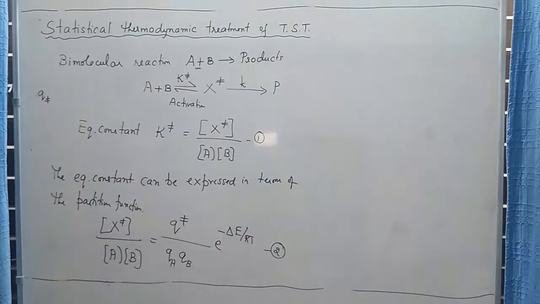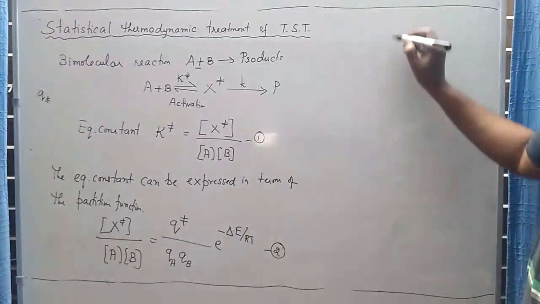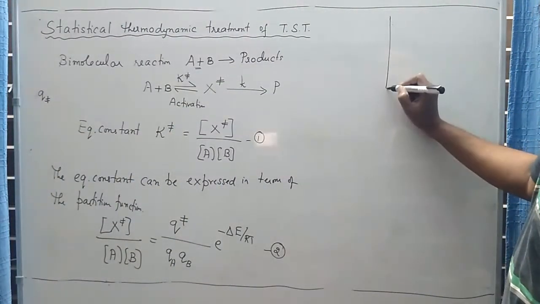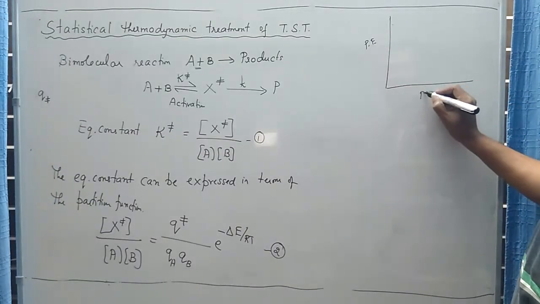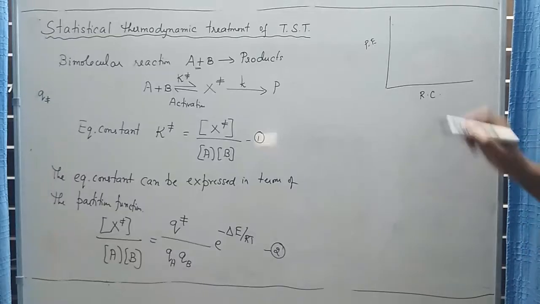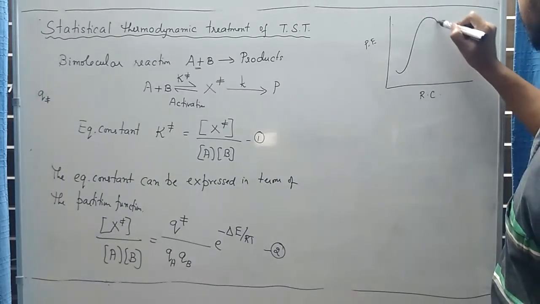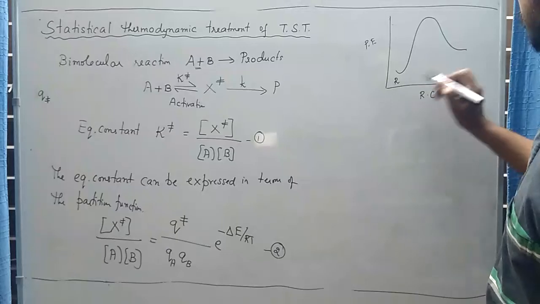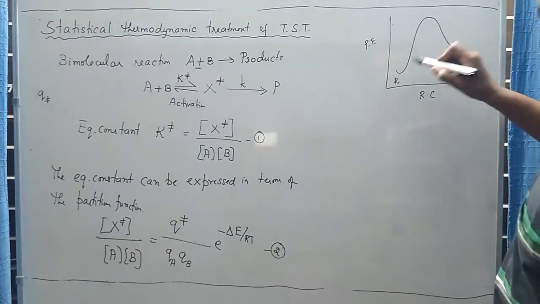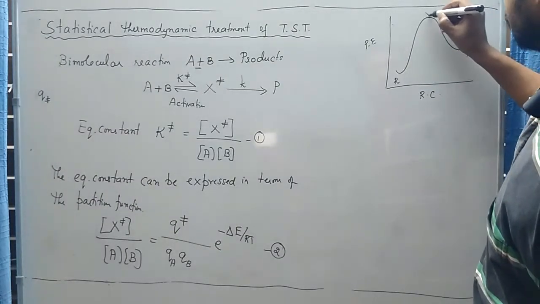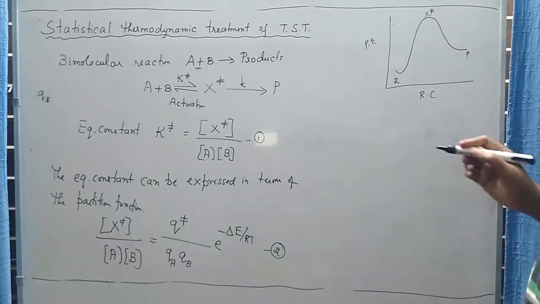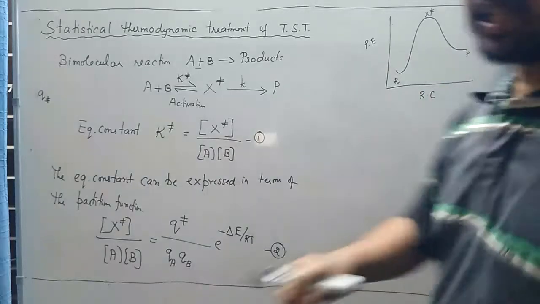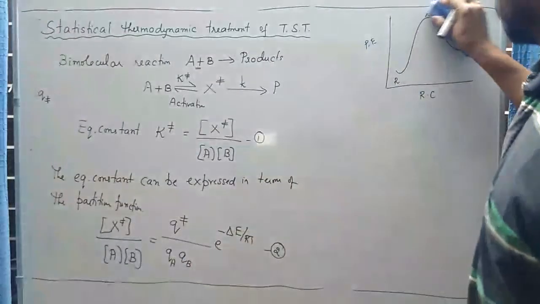Now let us go back to one of the important assumptions of transition state theory, which I already told you. Let me draw the potential energy diagram for a reaction. This is potential energy, and this is the reaction coordinate. Let me draw a typical potential energy diagram where a reactant R is converted to product P, and this reactant passes through a state called the transition state, where the activated complex is formed. Say, for example, this activated complex has a structure something like this.